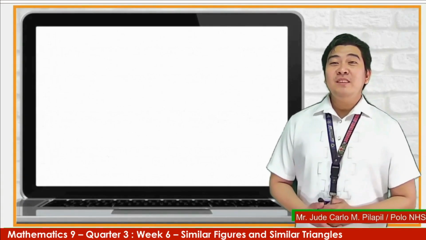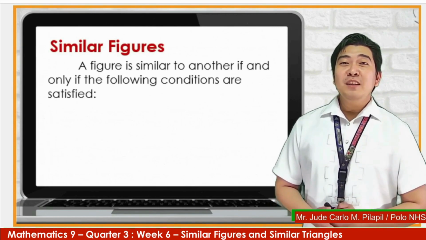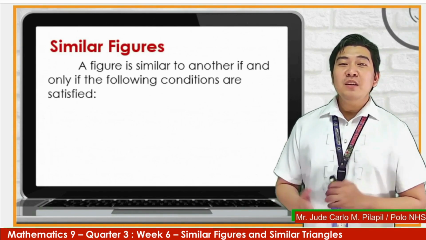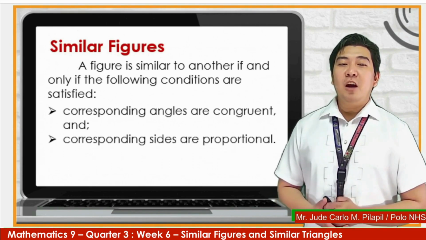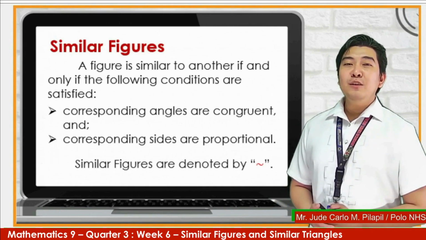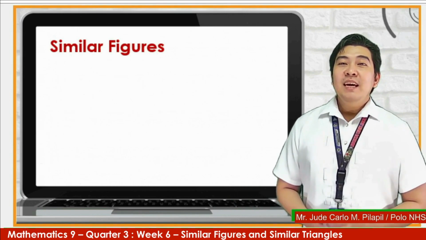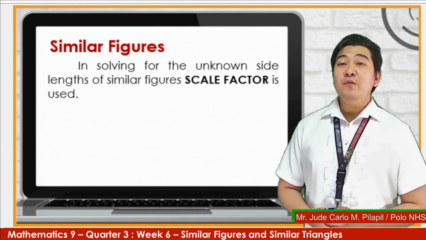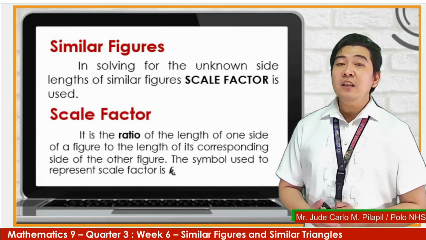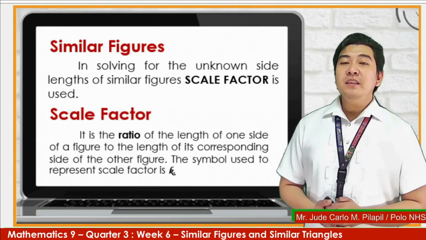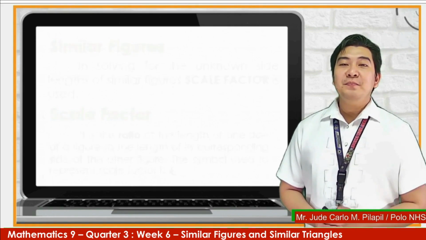So let us sum up today's discussion. A figure is similar to another if and only if the following conditions are satisfied. Corresponding angles are congruent and corresponding sides are proportional. Similar figures are denoted by this symbol, which is called tilde. Next, in solving for the unknown side lengths of similar figures, scale factor is used. It is the ratio of the length of one side of a figure to the length of its corresponding side of the other figure. The symbol used to represent scale factor is K.